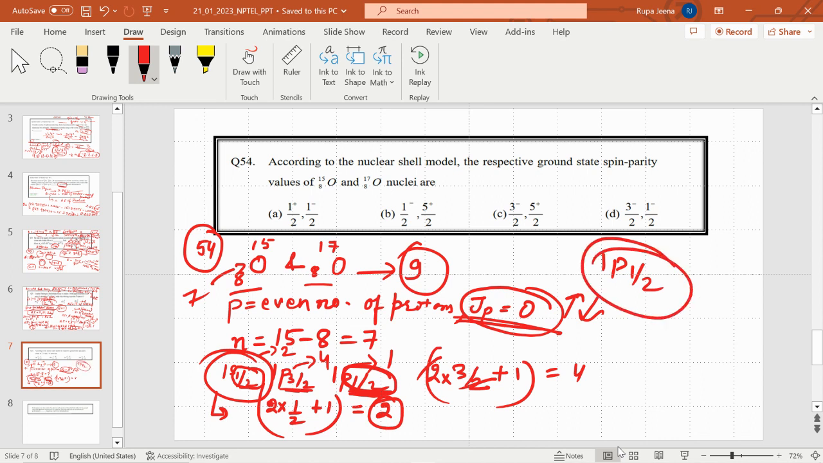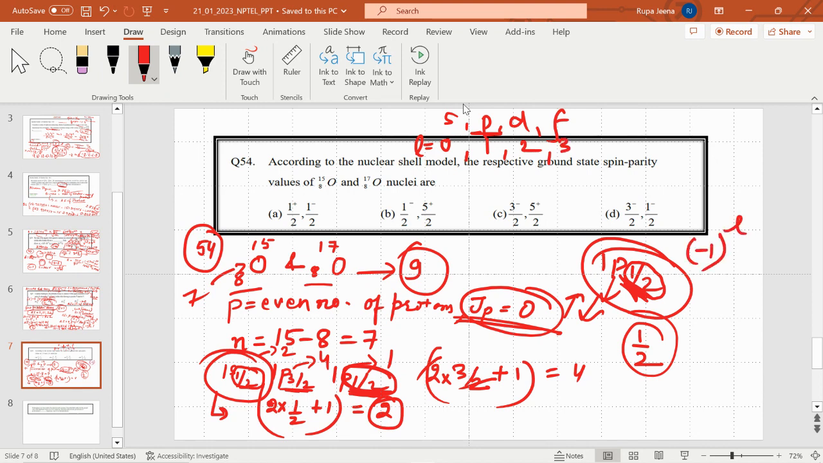So the total angular momentum is given in the subscript. This is the total angular momentum, so 1 by 2. And this is p, so S, P, D, F. For S, L is 0. For P, it is 1. For D, it is 2. For F, it is 3. So parity will be minus 1 raised to the power L. And now we have the P state, so for P, L is 1. So minus 1 raised to the power 1 is minus 1. So it is minus.